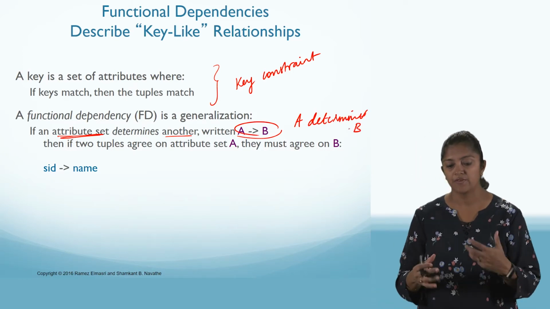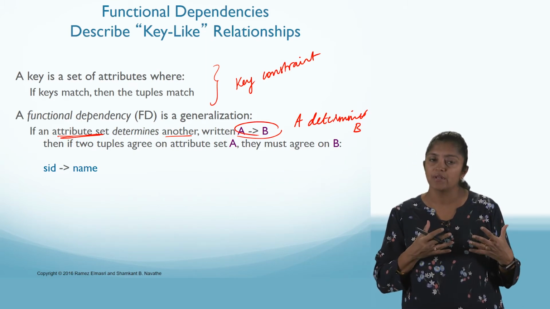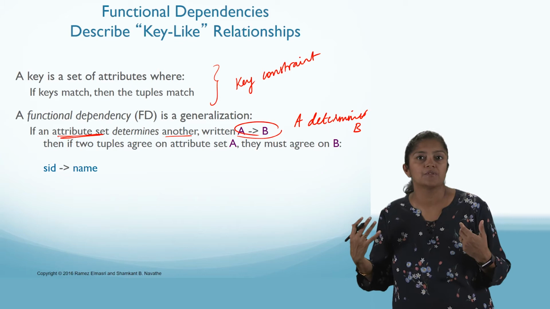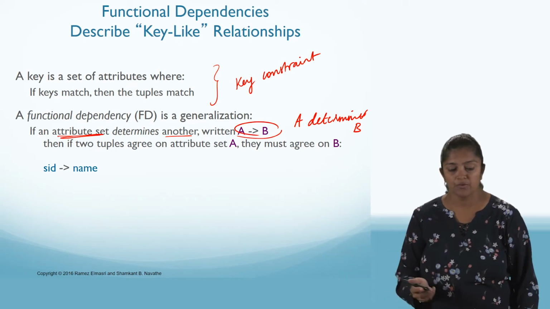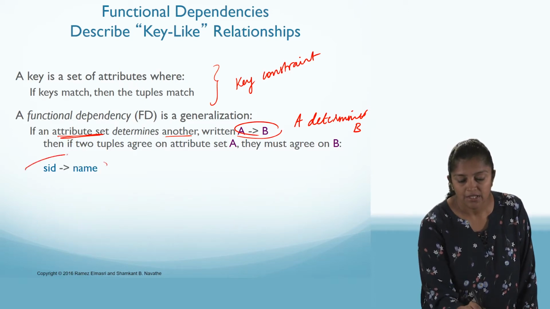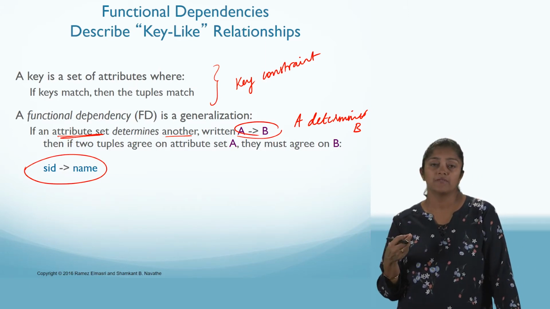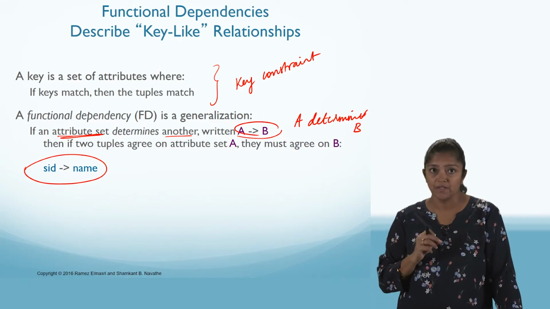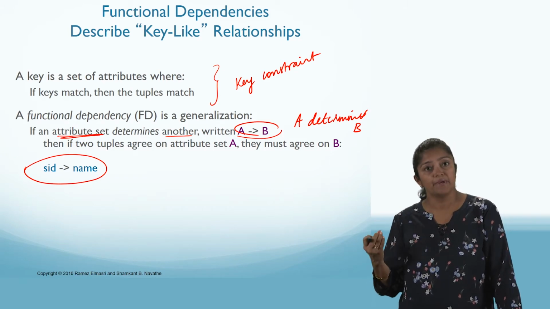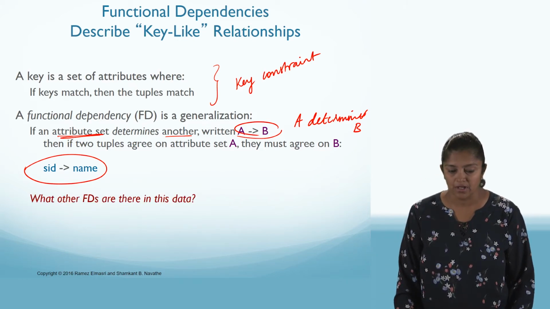What this means is if there are two tuples that agree on the attribute set A, which means they have the exact same values for the attribute set A, then they must agree on B as well. They must have the same values for the attribute set B as well. For the example that we looked at earlier, the student and course, we say that the SID, student ID, determines name. So if there are tuples where the SID matches, that is there's agreement on the SID attribute, then there must be agreement on the name attribute as well. So the name also must be the same. That's what functional dependencies are.